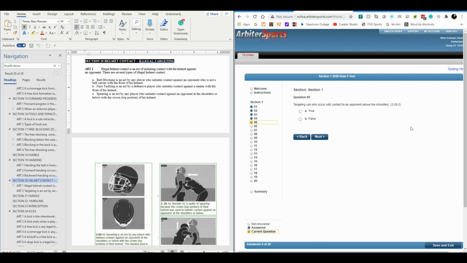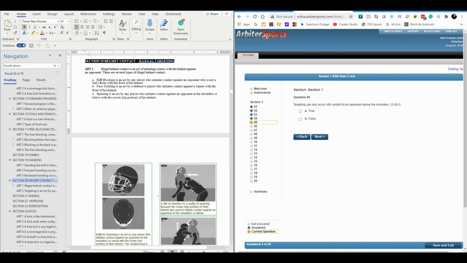Okay, question number 5. Targeting can only occur with contact to an opponent above the shoulders. Okay, and that's Rule 2, Section 20, Article 2. Now, this area of the rule book is really important. As all of you know, we are focused on safety, and there are many types of illegal contact with the helmet and also with the forearm, the shoulder pads, etc. Let's take a look a little bit at just some of them.